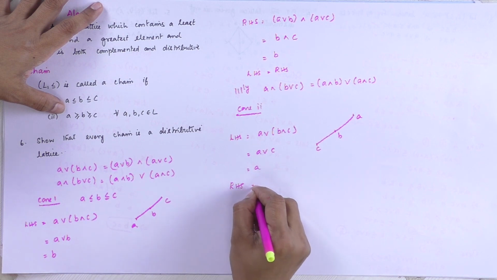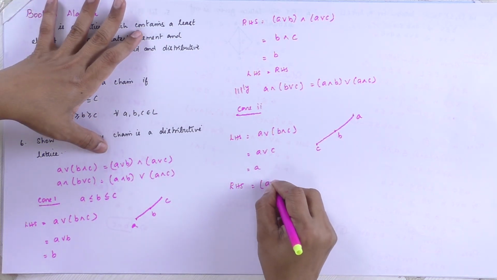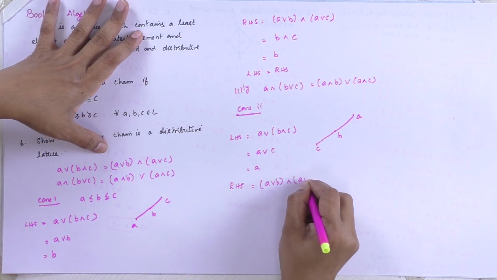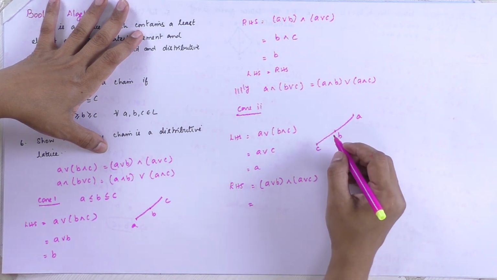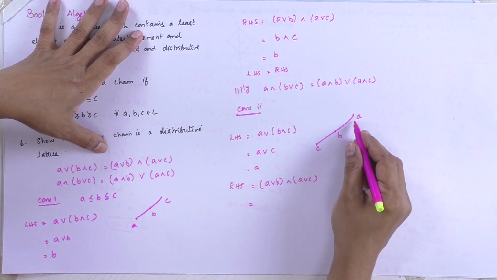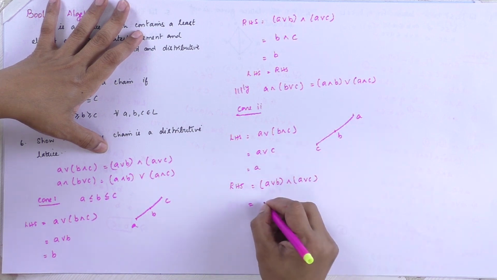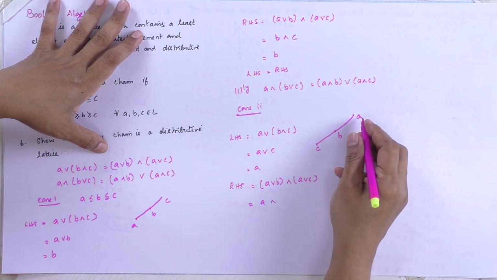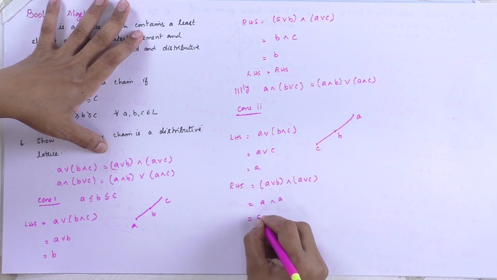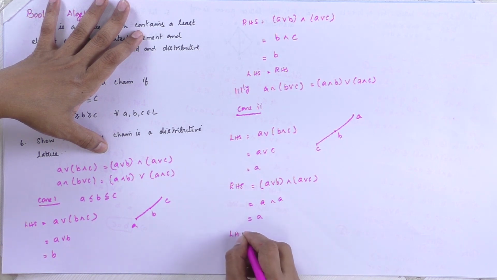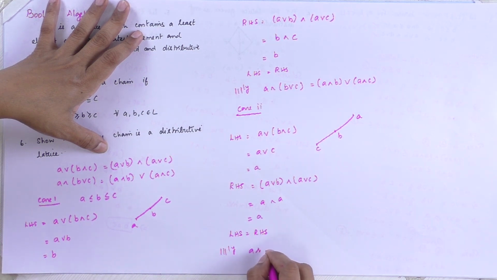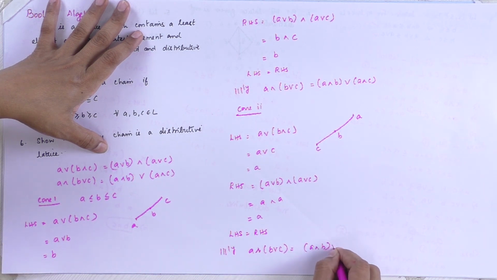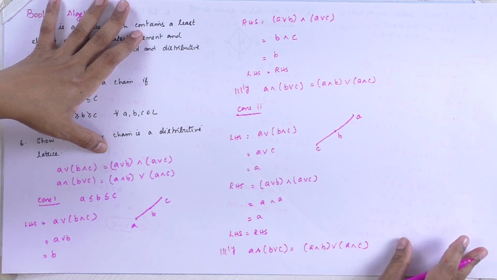Next is RHS. RHS part is A or B and A or C. So, that is A or B. What is A or B? Upper bound of A and B is A. A or C upper bound is what? A. That is equal to A. So, therefore, LHS equal to RHS, and similarly we can also have it for A and B or C is equal to A and B or A and C.